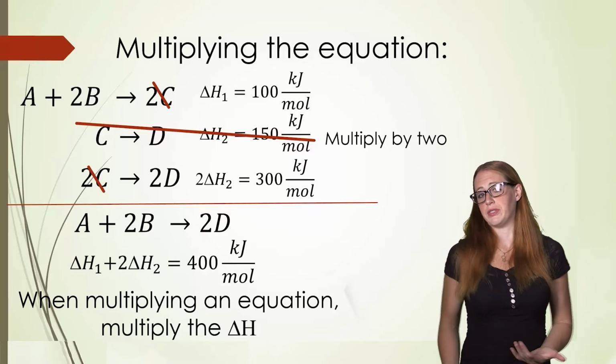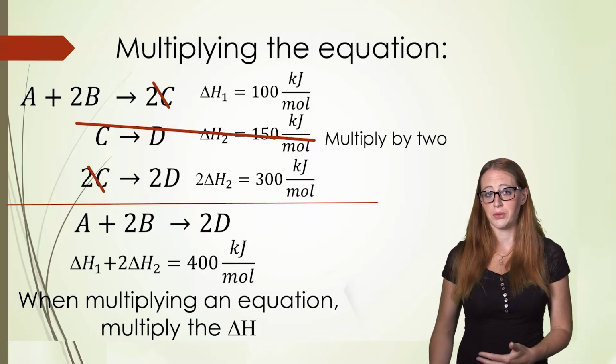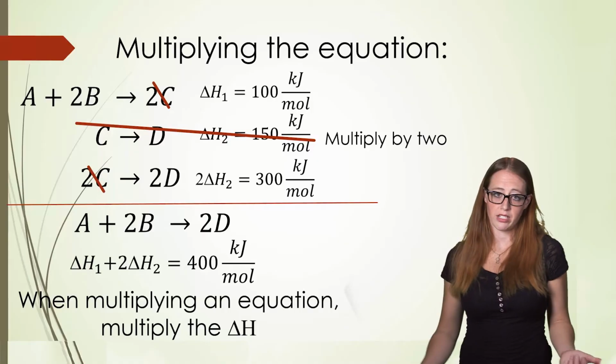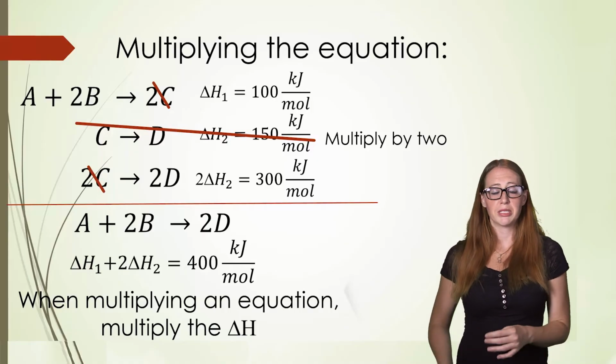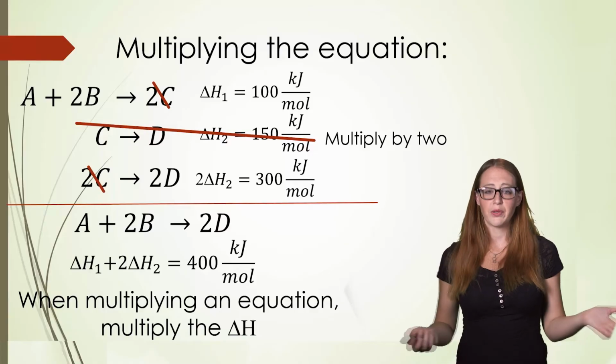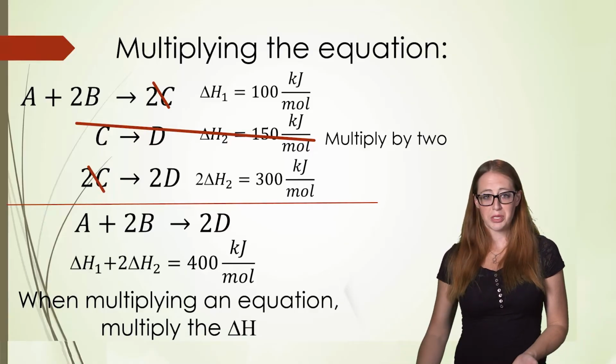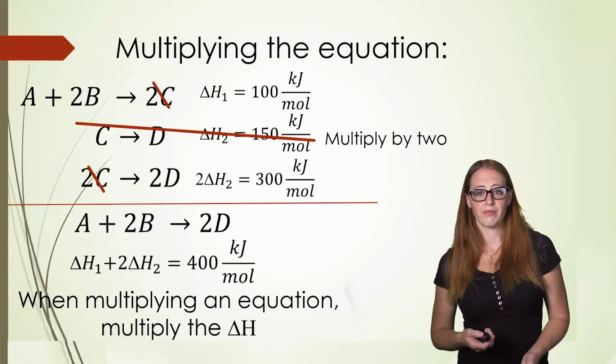This same rule works if you divide. So if you divided by 2, you would simply divide your delta H by 2. And of course, it would work with multiplying it by any other number. Even if you had something crazy like 1,000, you would just multiply your delta H by 1,000.